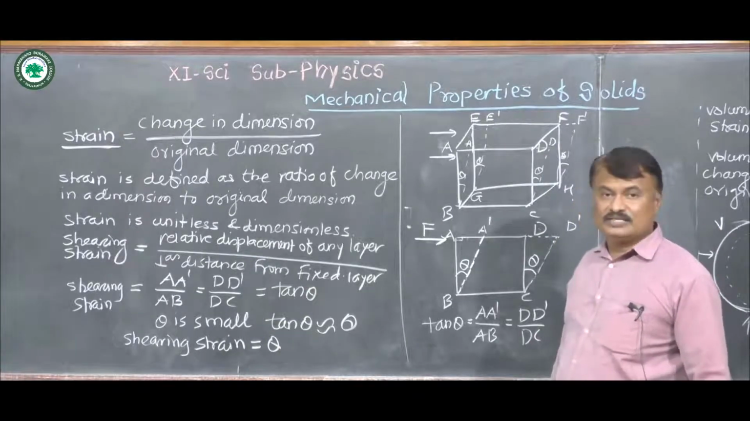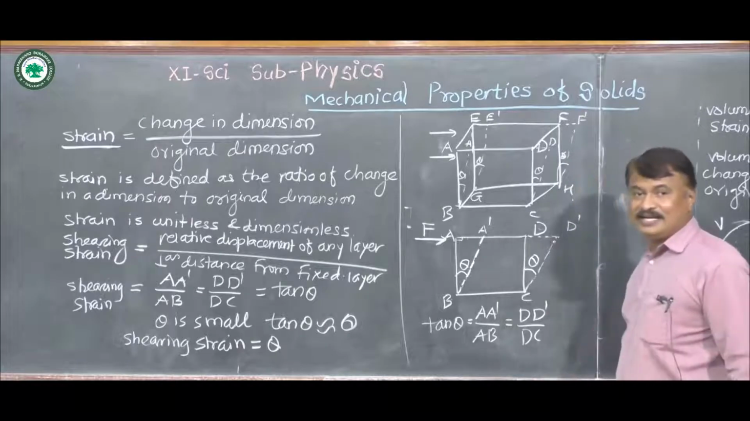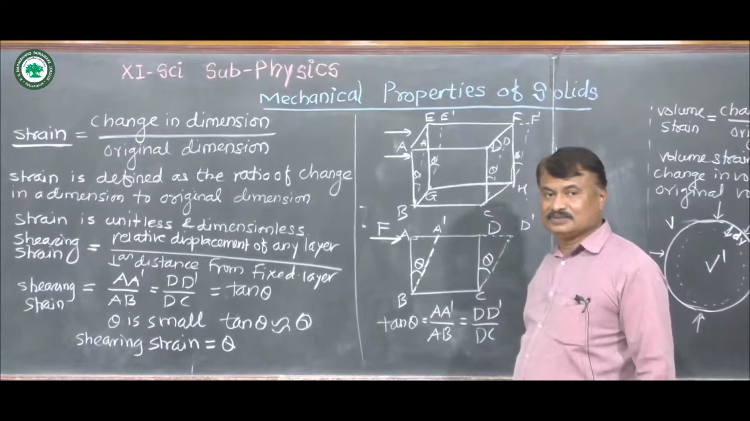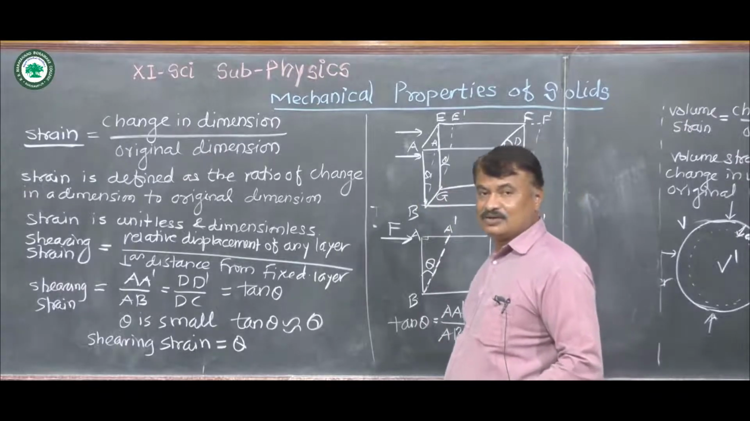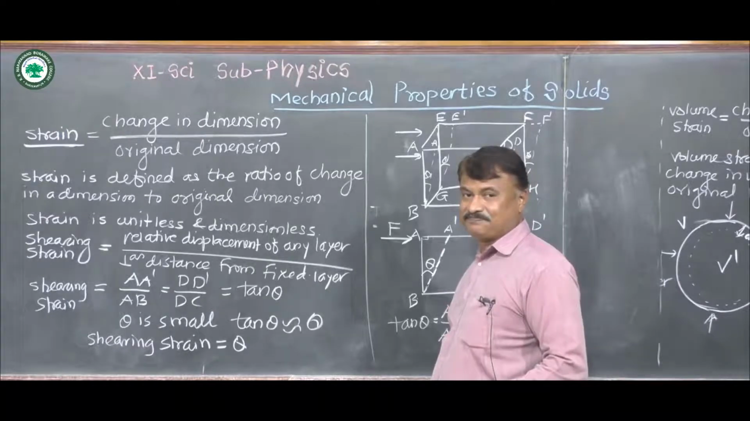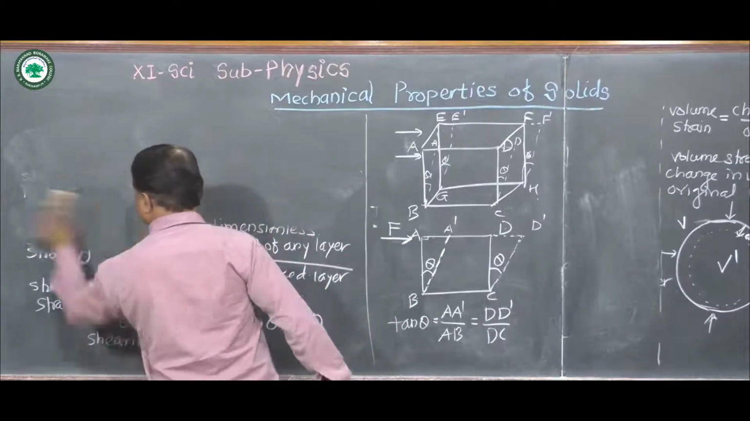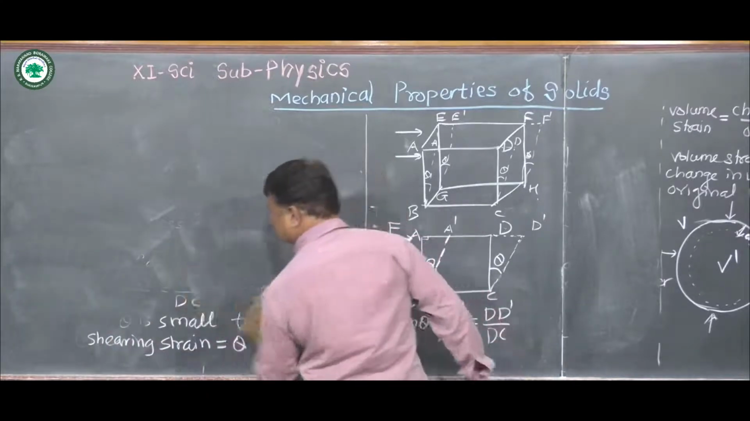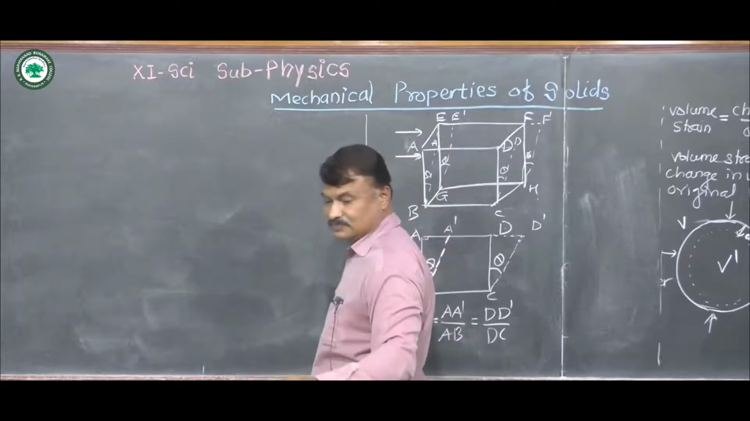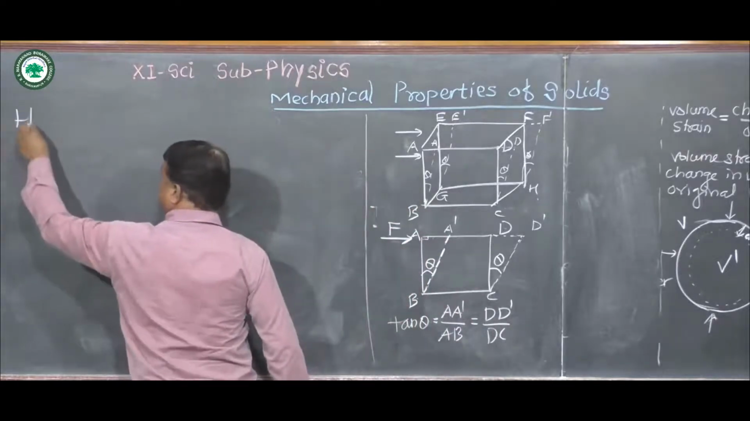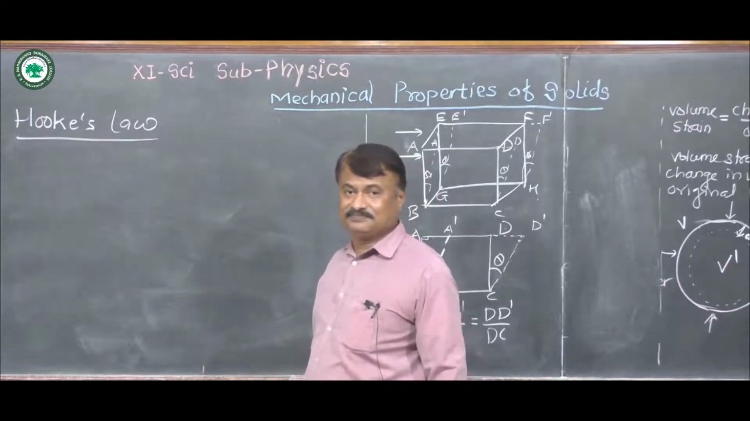So in this way we study the strain and its types: shearing strain, volume strain and tensile strain. Like strain, there are also three types of stress: tensile stress, volume stress and shearing stress. Now, for an elastic body, stress depends upon strain, and that law is called Hooke's law. So we have to study Hooke's law. This law gives us the relation between stress and strain in case of elastic bodies.